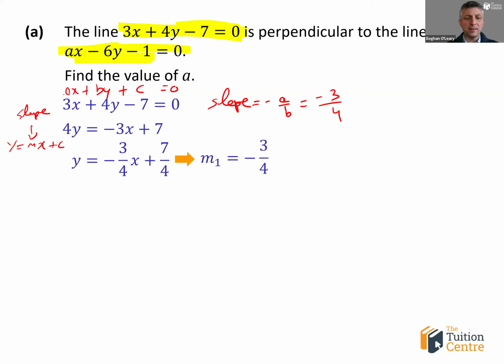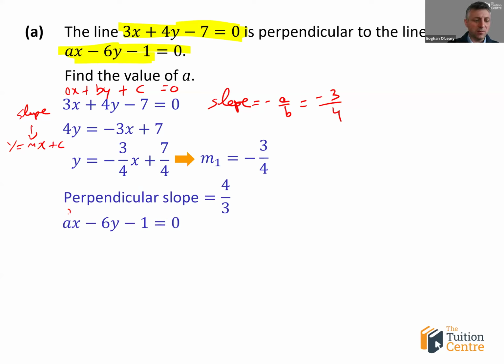So you're going to say the slope of the second line is perpendicular to this one, so you invert and change the sign. So the slope of the perpendicular line will be 4/3. Again, same thing here. You can say this is of the form ax + by + c = 0, slope is -a/b. So in this case, that actually is -a over -6, which is a/6.